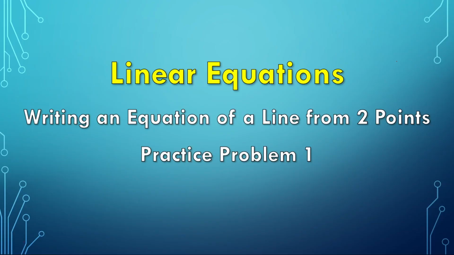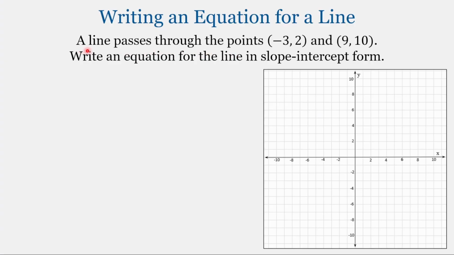So let's get started. For this example, we're told that a line passes through the points -3, 2 and 9, 10. And we're asked to write an equation for the line in slope-intercept form.